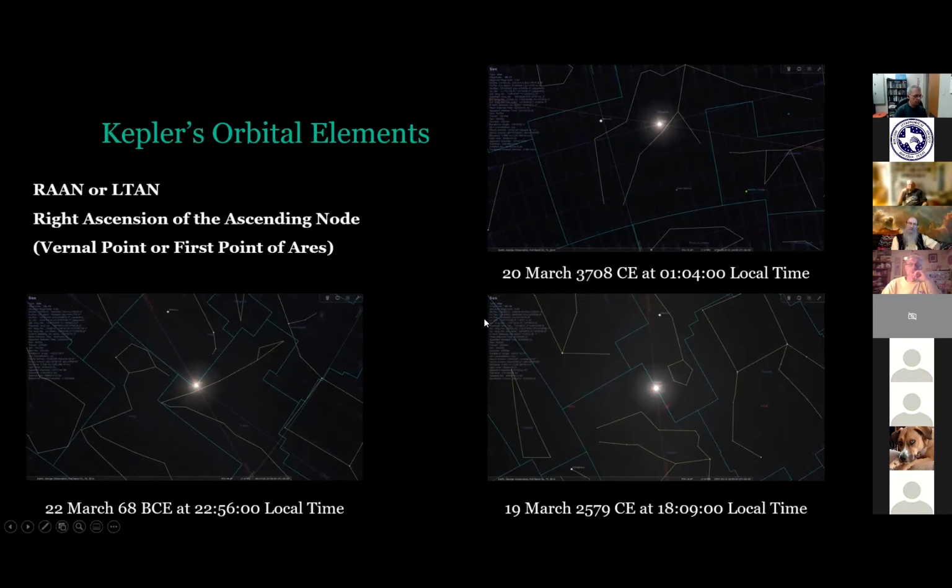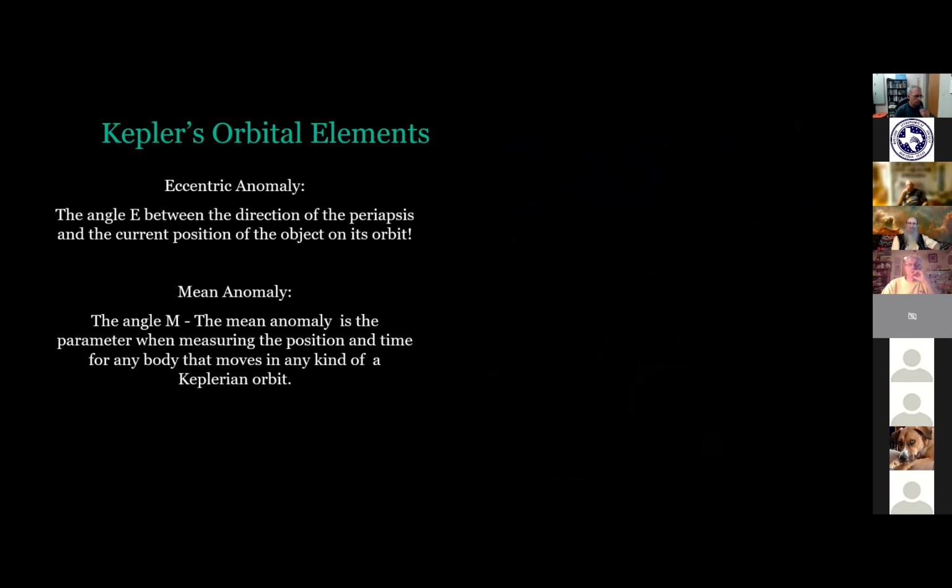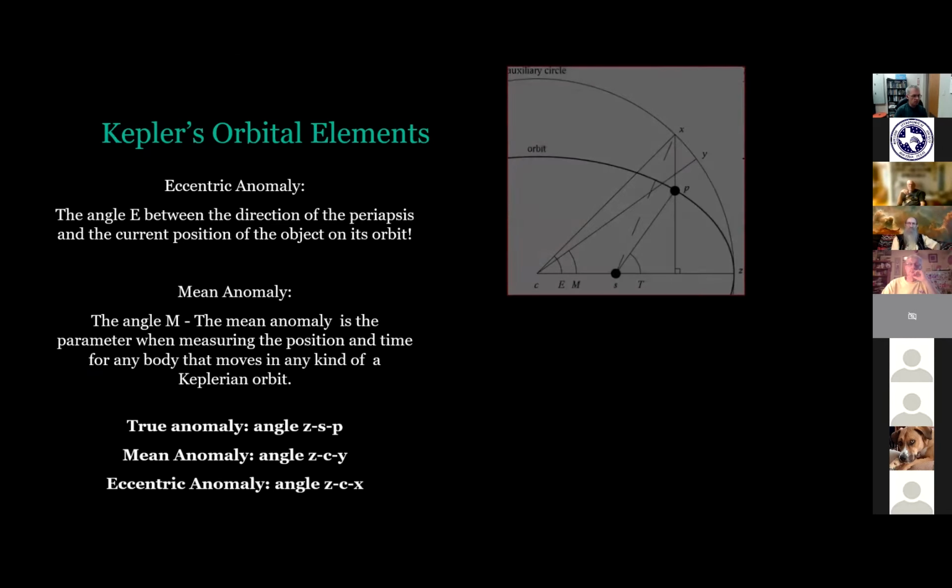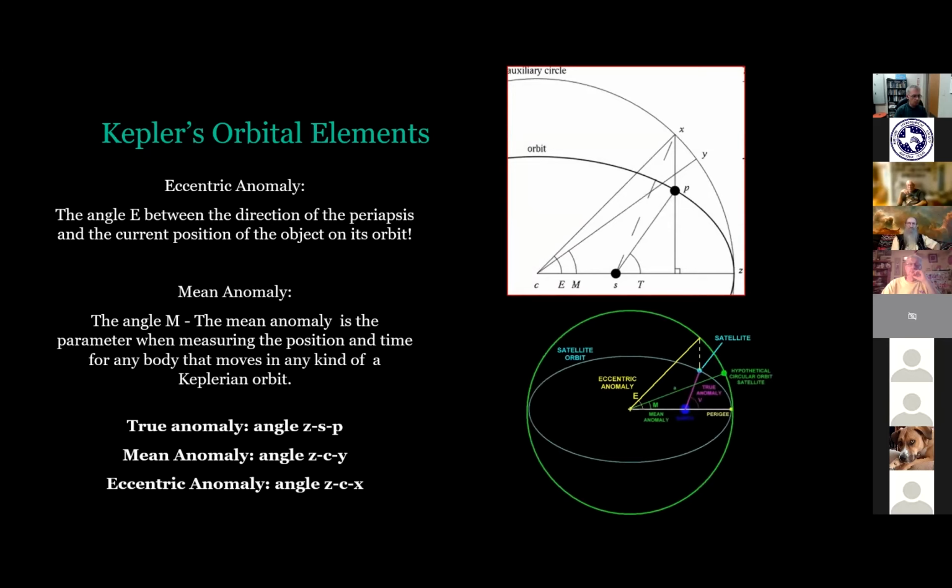So the vernal point, the first point of Aries, is our right ascension of the ascending node. Now we have to remember that there are some things we use to point out the position of this body. There's something we call the eccentric anomaly. So we look at the angle here. Here is the direction of the periapsis. Here's the current position in the body's orbit as it goes around the sun. There's a better example of this right here, where we look at this from the center of the ellipse. Here's the line of that perigee.